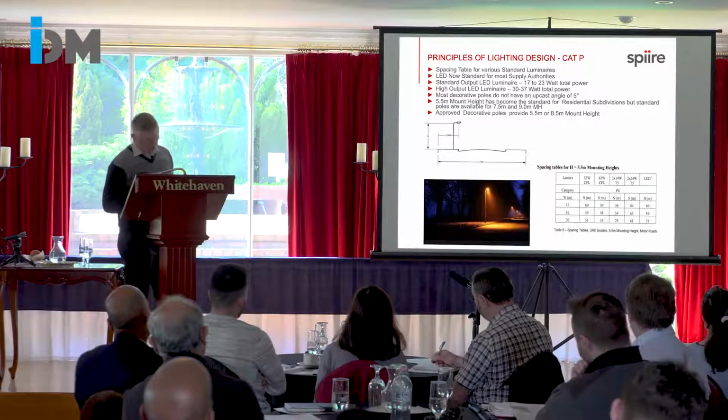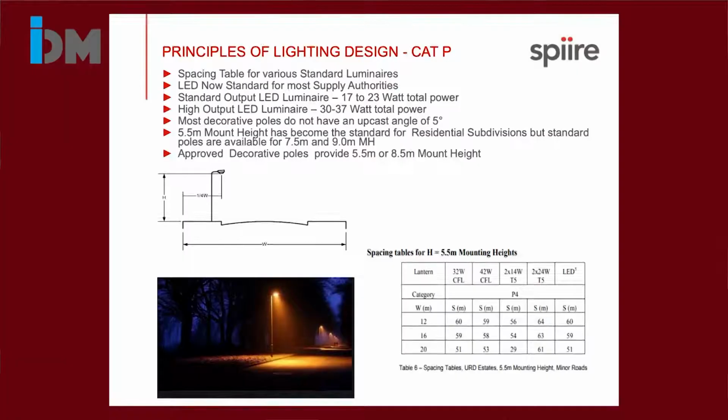So you've got spacing tables for various standard luminaires. LED is now the standard for most supply authorities. Standard output LED luminaires typically range from 17 to 23 watt total power. High output LEDs, for use in category P areas, are 30 to 37 watt total power.